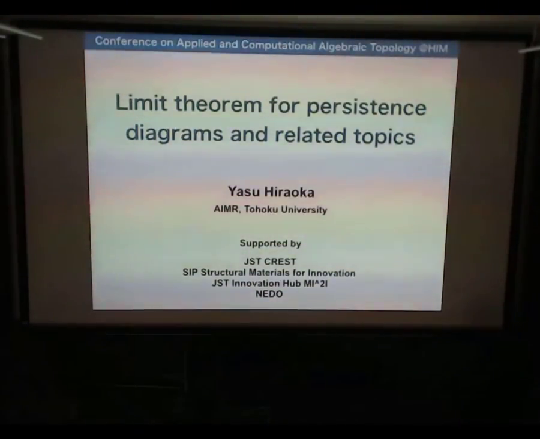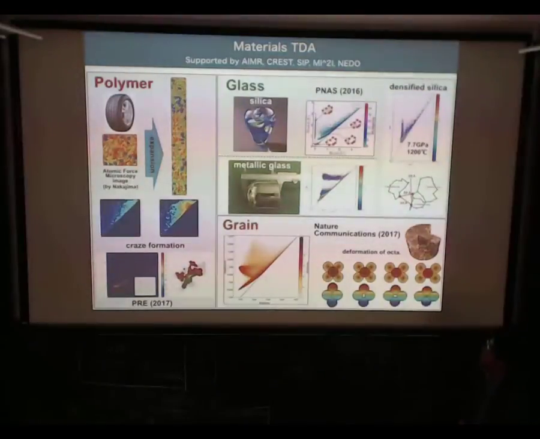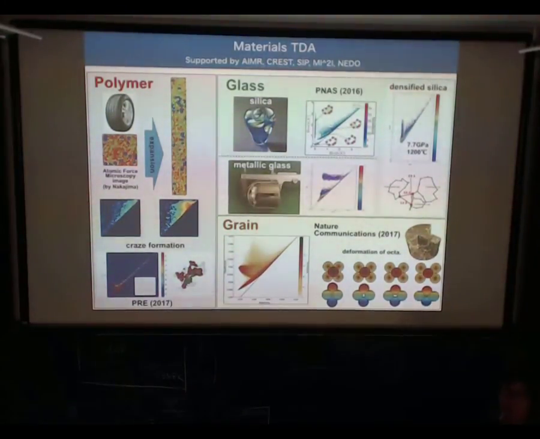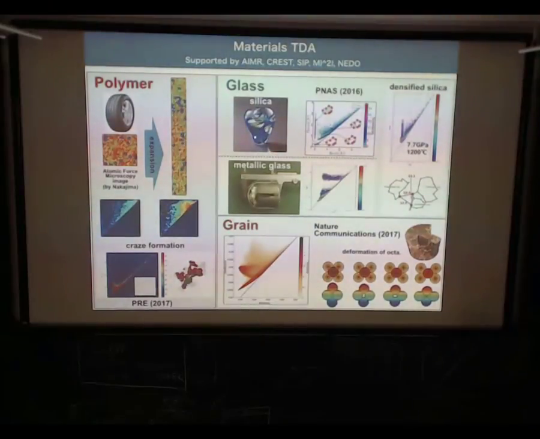Before starting the main topics today, first I want to talk about several applications of persistence diagrams to materials science, in order to motivate today's mathematical work. I have recently been organizing a materials TDA team, mainly in Japan. And those are the projects to which I apply TDA, mainly persistence. So this is a polymer project, second dimensional persistence, and then glass structural analysis, metallic glass using one-dimensional persistence. And also, we are applying to the granular systems. This is a combination of the one-dimensional and the second-dimensional persistence with time series analysis.